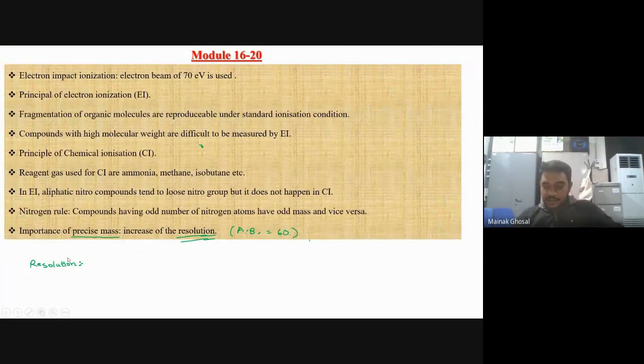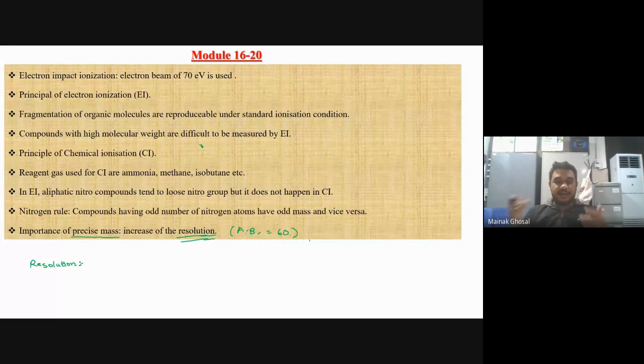So resolution is defined by how closely you can separate two close peaks. A good resolution means the instrument can separate very closely spaced peaks very well. If resolution is low, that means it cannot separate very closely spaced peaks.